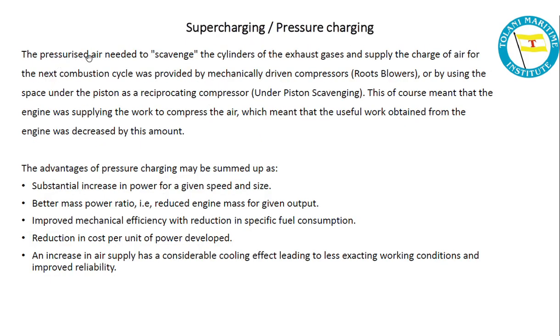Supercharging, pressure charging. The pressurized air needed to scavenge the cylinder of the exhaust gas and supply the charge for the next combustion cycle was provided by mechanically driven compressors, that is root blowers, or by using the space under the piston as a reciprocating compressor, under piston scavenging. If you don't know, we have already covered the topic scavenging, wherein we have covered the uniflow, loop flow and cross flow scavenging. This of course meant that the engine was supplying the work to compress the air, which means that the useful work obtained from the engine was decreased by this amount.